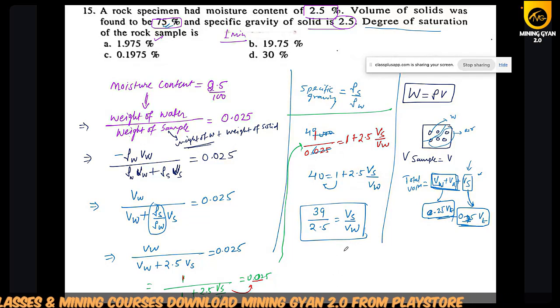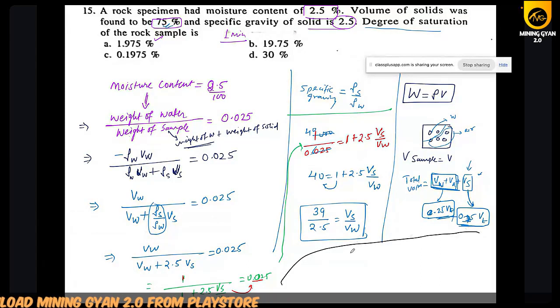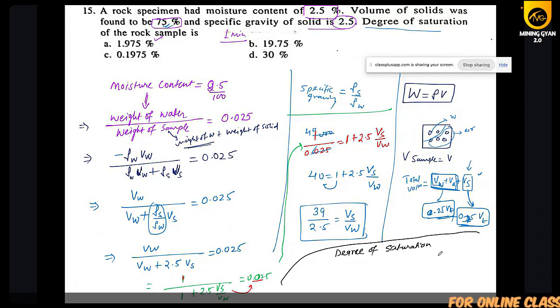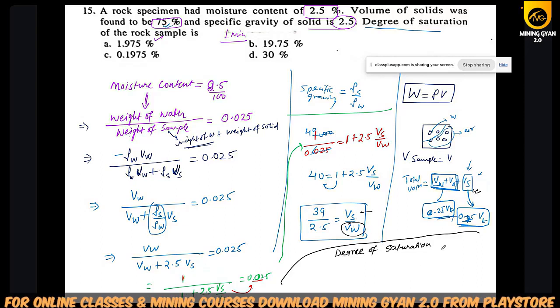And now what has he asked? He has asked us the degree of saturation. Or I can convert it also, because I know the value of Vw, so I can put it here and I will get Vw. Now, the degree of saturation formula I should know: Vw, volume of water, divided by volume of water plus volume of air.